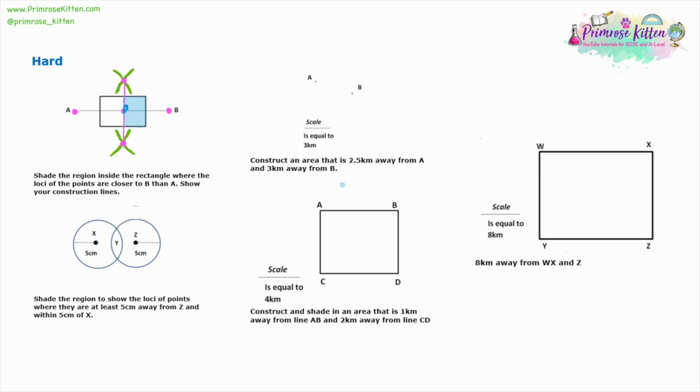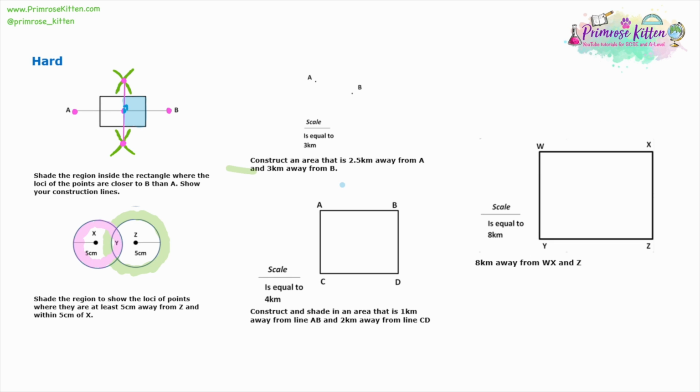For question 2, the shapes are drawn for you already. I want to shade a region that's at least 5 centimeters away from Z. That's going to be outside of Z. So what I'm going to do first is a bit of working out here, and I'm going to be shading outside of Z. So I'm just going to do a little shading line all the way outside of Z, just so I know where I'm looking. Then it says we have to be within 5 centimeters of X. So it'll be inside the X circle. So I'm just shading inside the X circle.